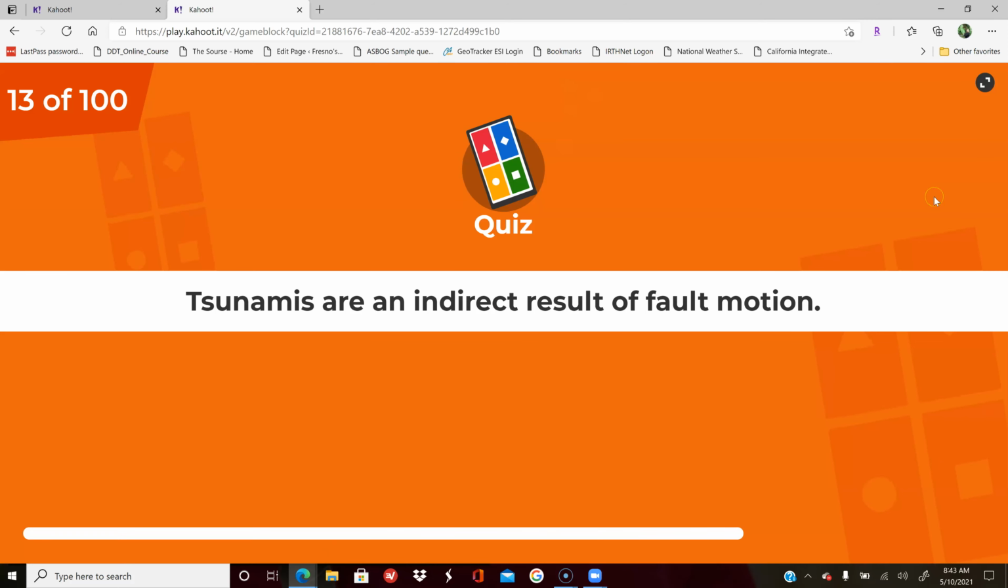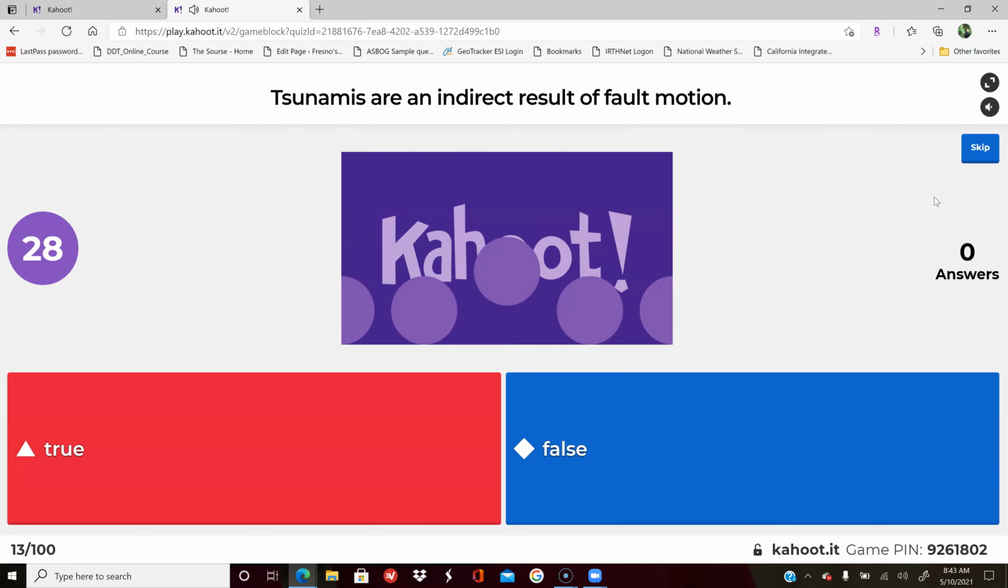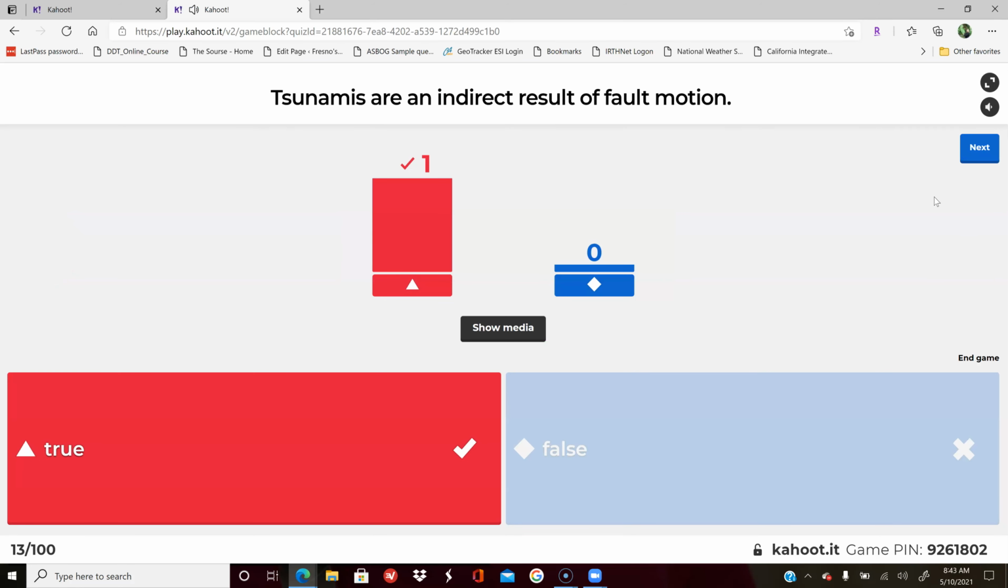Tsunamis are an indirect result of fault motion. This is true. So tsunamis can occur if there is fault motion underwater. That result is from the displacement of water, and that water has to go somewhere, and that'll be presented on coastlines as tsunamis.